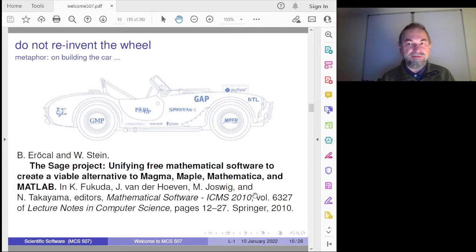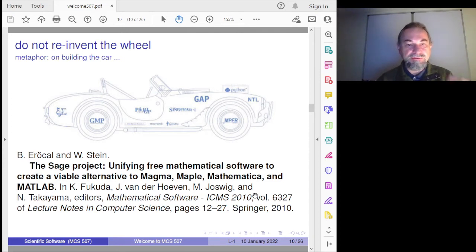Sage is also an example of a great software engineering project. If you are a computer scientist, as many of you I think are, then what is a good example of large software? Well, Sage is one. There are the big M's: Magma, Maple, Mathematica, and MATLAB. Sage has succeeded in building a viable alternative.